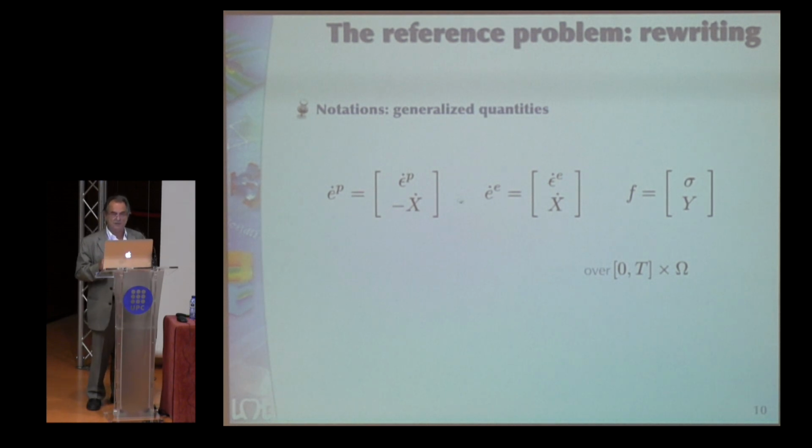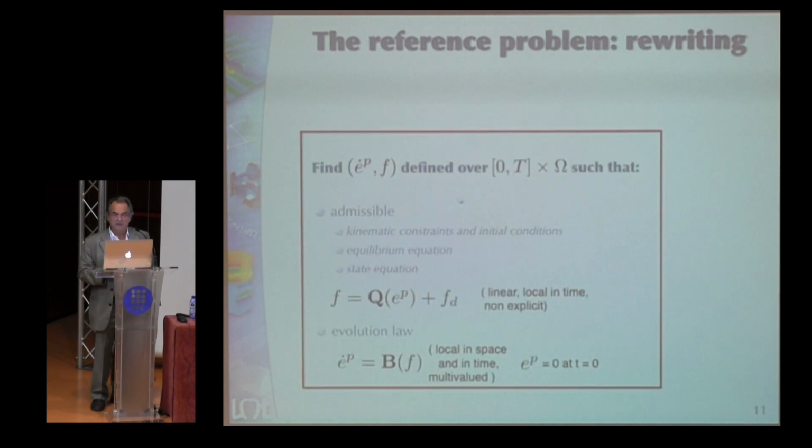So it is a rewriting of this formulation, introducing generalized quantities. Here you have the generalized inelastic strain rate, the generalized elastic strain rate, and here you have the generalized stress, where you see the classical stress, and Y is the associated force to X. And all these quantities are defined over the time-space domain. So now you have this formulation. It's to find this pair, where you have here the generalized inelastic strain rate, the generalized stress, defined over the time-space domain, and this pair should satisfy the admissibility equation and the evolution law.